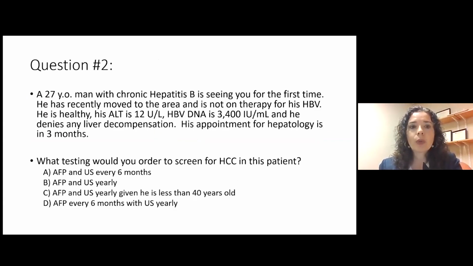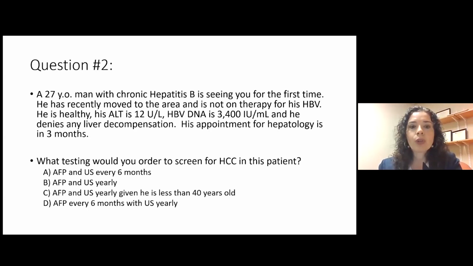So question 2, a 27-year-old man with chronic hepatitis B is seeing you for the first time. He recently moved to the area and is not on therapy for his hepatitis B. He's healthy, his ALT is 12, his DNA is 3,400, he denies any liver decompensation, and his appointment for hepatology is coming up in 3 months.